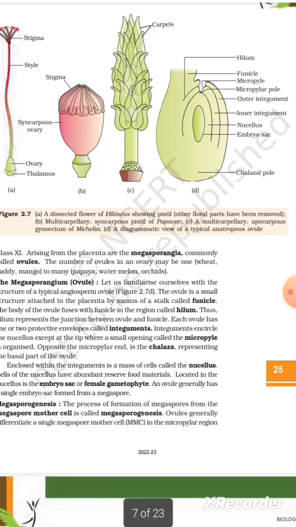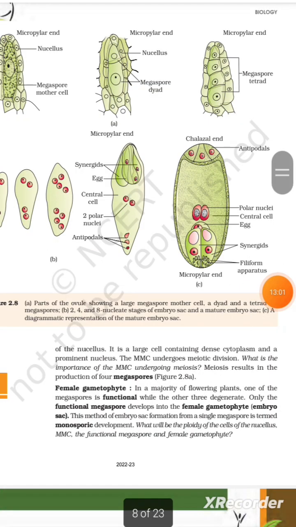Figure 2.7a: A dissected flower of hibiscus showing pistil, other floral parts have been removed. B: Multicarpellary syncarpous pistil of Papaver. C: A multicarpellary apocarpous gynoecium of Michelia. D: A diagrammatic view of a typical anatropous ovule. Figure 2.8 A: Part of the ovule showing a large megaspore mother cell, a dyad and a tetrad of megaspores. B: 2, 4 and 8 nucleate stages of embryo sac and a mature embryo sac. C: A diagrammatic representation of the mature embryo sac.